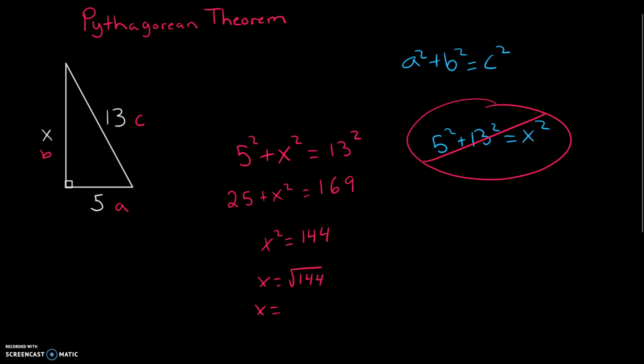So x equals 12. And this is one of the other famous right triangles. If you have 13 and 5, you know the other leg is 12. Or if you have both legs 5 and 12, you know the hypotenuse is 13. It's one of our special right triangles, called a Pythagorean triple. Alright, so let's look at one more example where some people kind of made mistakes.